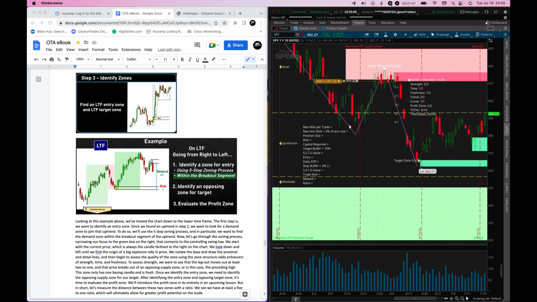the chart. We look down and left until we find the origin of a big explosive rally in price. We isolate the base and draw the proximal and distal lines, and then begin to assess the quality of the zone using the zone structure odds enhancers of strength, time, and freshness. To assess strength, we want to see that the move out is at least 2 to 1 and that price breaks out of an opposing supply zone, or in this case, the preceding high. This zone only has one basing candle and is fresh.